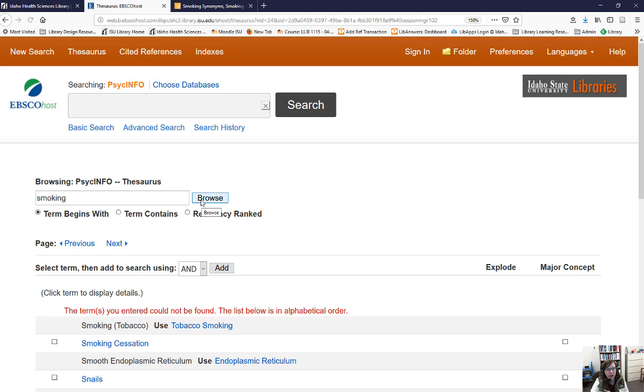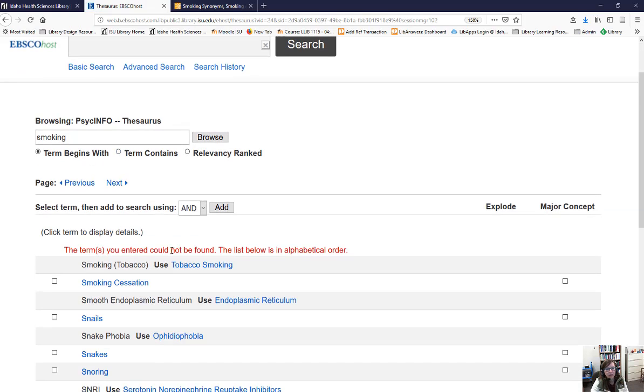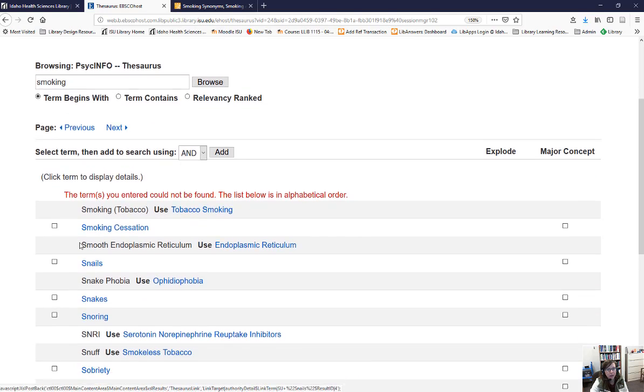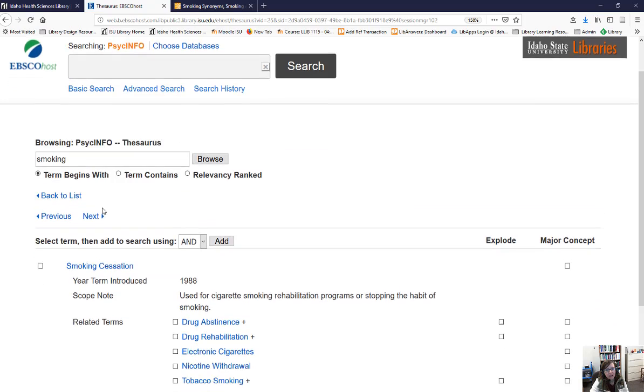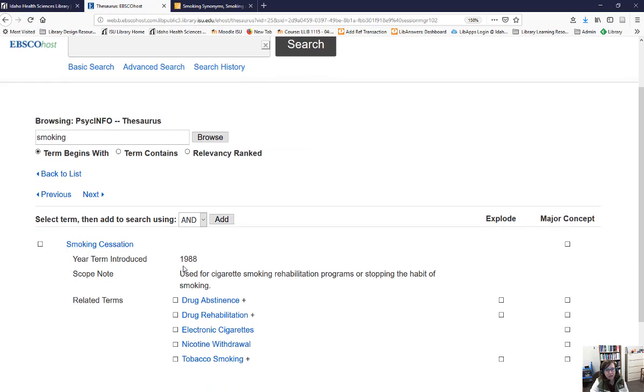So if I click Browse, it says the term you entered could not be found. The list below is in alphabetical order of the things you might have meant. So I can see that smoking and tobacco in parentheses is used in the database instead of just the word smoking. I can also see, look what came up, smoking cessation. If I click here, I can see the term smoking cessation, introduced in 1988. It means cigarette smoking rehabilitation programs or stopping the habit of smoking.